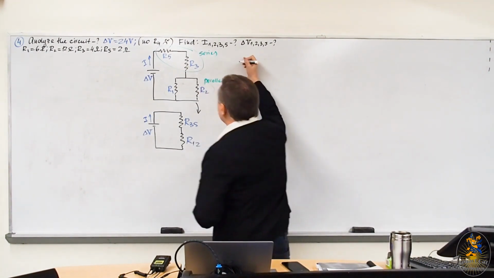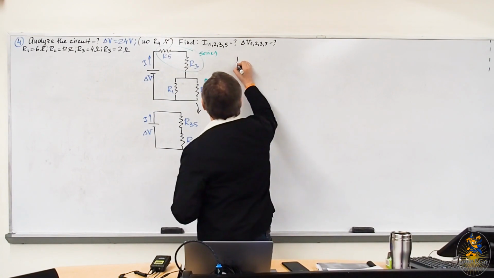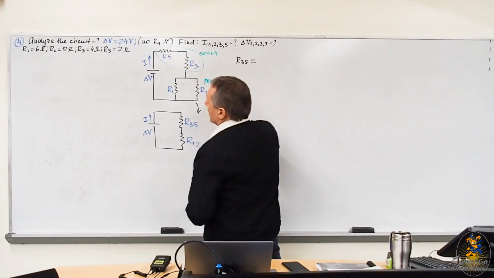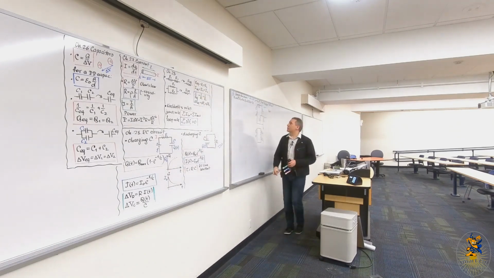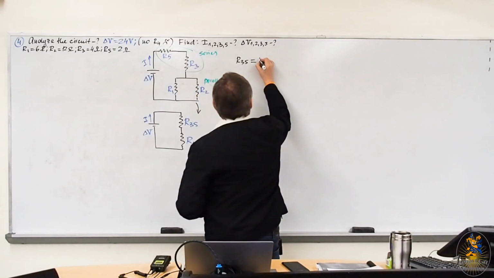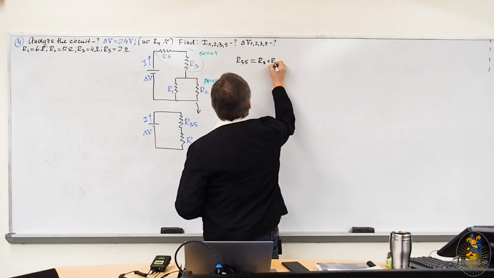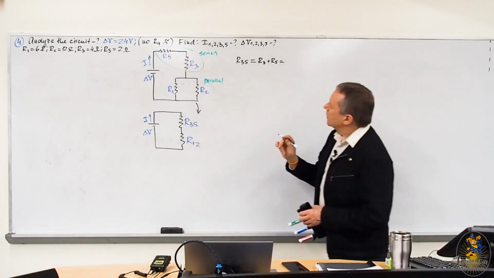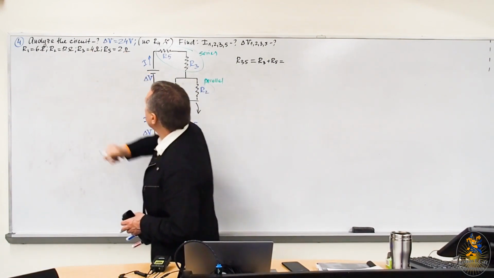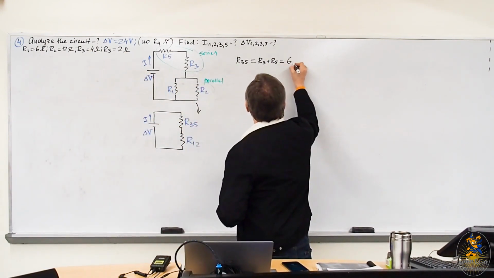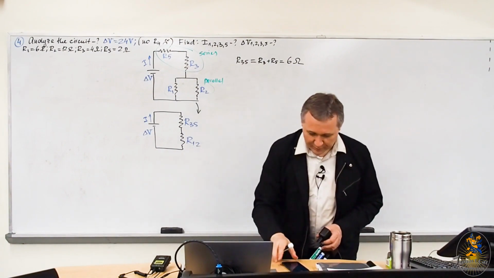So R35 is in series. In series, we just need to add their values. So the easiest possible situation. It's R3 plus R5, and those are 2 plus 4, so 6 ohms.